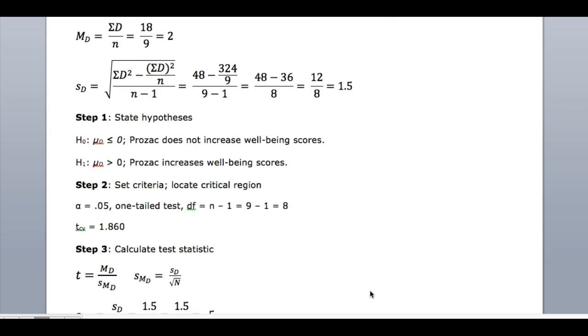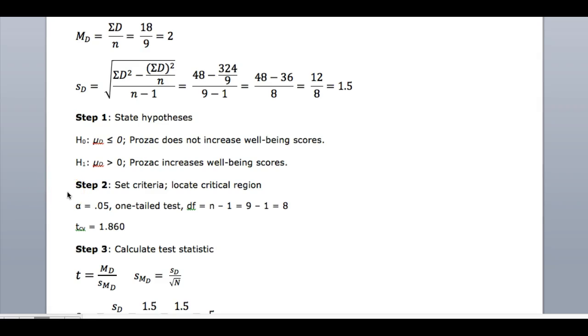All right. So step 1, state our hypotheses. So our null hypothesis, right, it's a one-tailed test. This is a one-tailed test because we're looking at whether or not Prozac increases well-being, right? So for the null hypothesis, we're going to say that it doesn't increase well-being, so the mean of the difference scores is less than or equal to 0. So Prozac does not increase well-being scores. The alternative is that the mean of the difference scores is going to be greater than 0. So Prozac increases well-being scores.